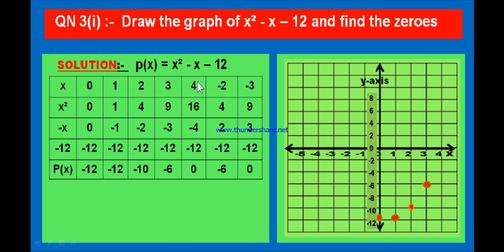Next, x is equal to 4, y is equal to 0. x is equal to 4 here and y 0 means that point lies on x-axis, that is 4, 0 is this point. Next, minus 2, minus 6, x is equal to minus 2 and y is equal to minus 6. This is the point. You can observe. Good.